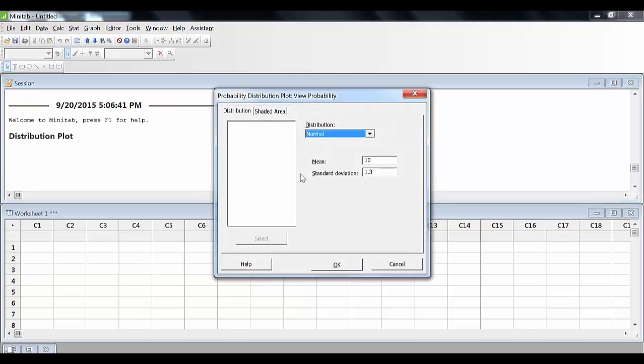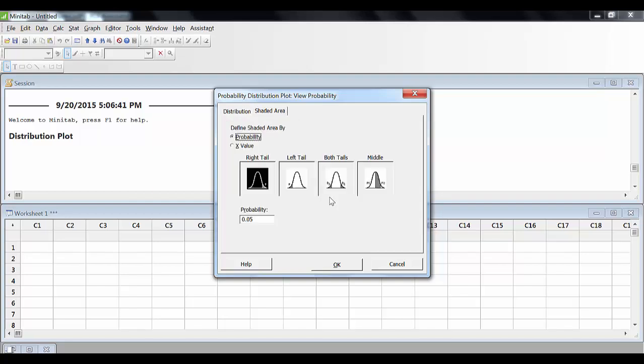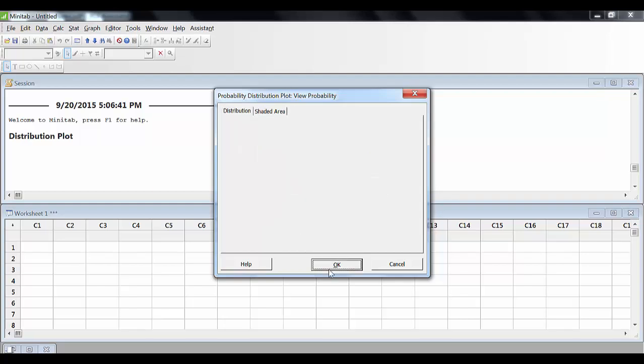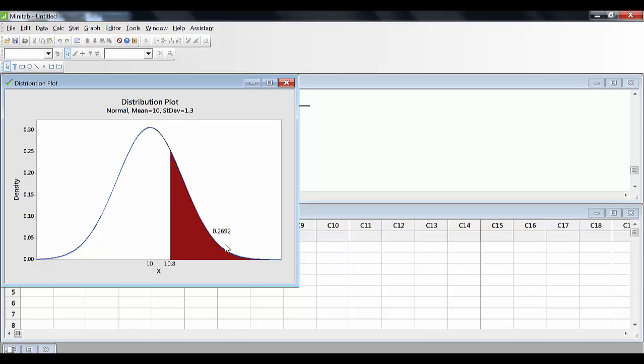So back to the menu. I really want to find a shaded area, and I want to put in the value that I want to find the shaded area past. I want to find it in the right tail, so I put 10.8, and I say OK. And 0.2692, that's what we had computed in Maple, so this is the same value. So Minitab's really just doing the integration for you, and it's shading the portion so you know what area goes with which part of the graph.